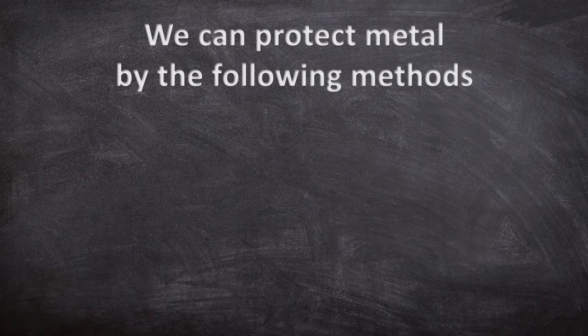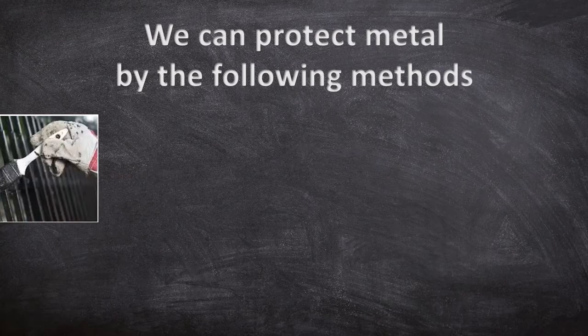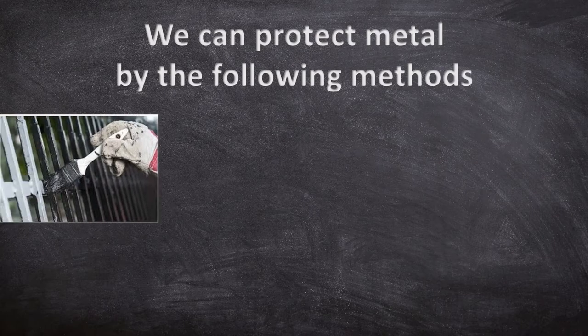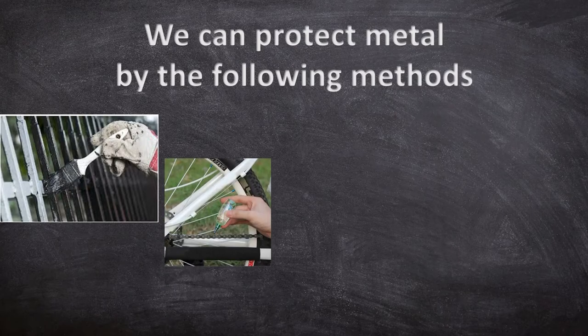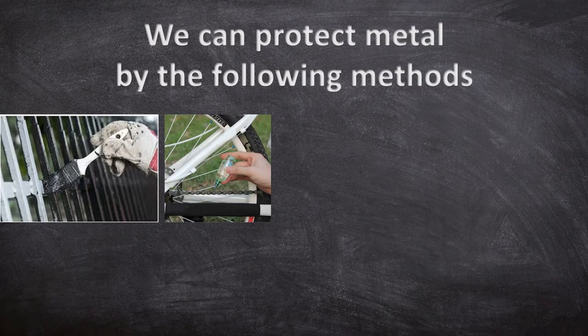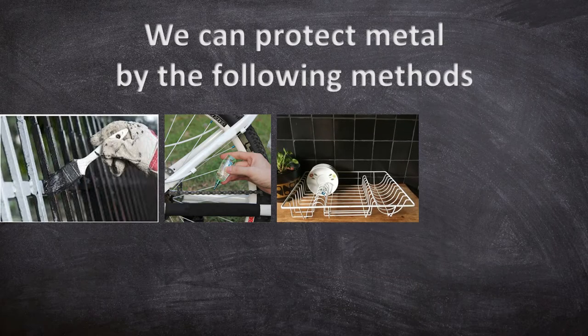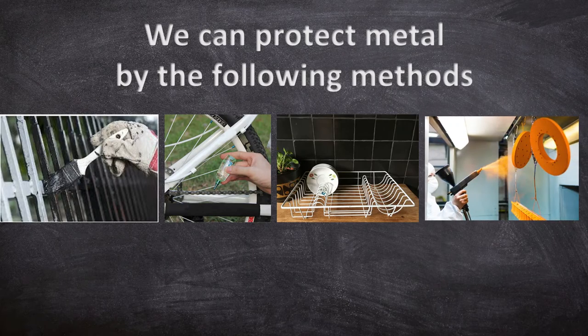We can protect metals by doing the following methods. We can paint the surface of the metal with a protective layer of paint. We can oil the surface of the metal. So oil forms a protective layer against air and water. We can coat the metal in plastic. And we can powder coat the metal by spraying it with a fine layer of powder, paint mixture.